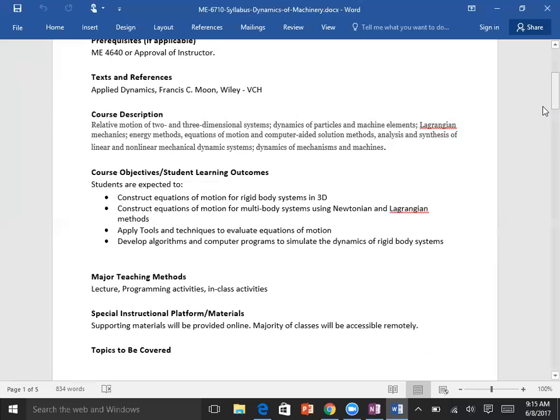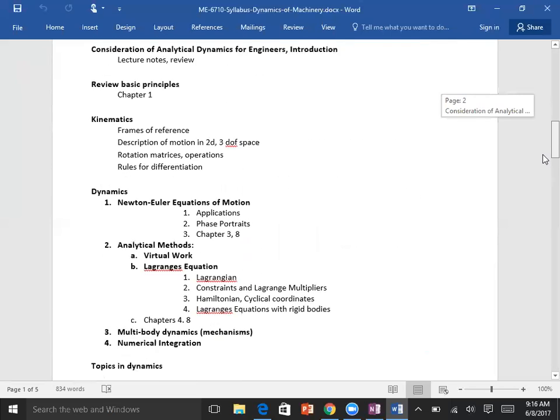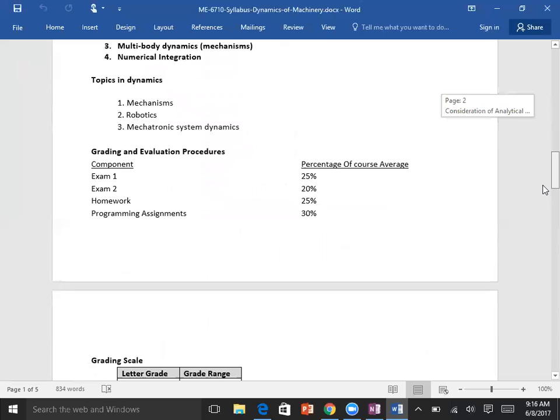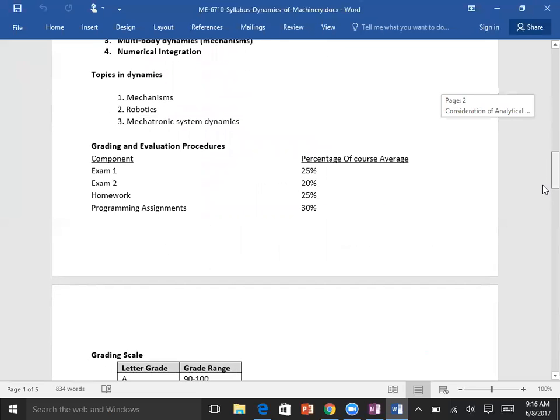Okay, we have the course description, objectives. Feel free to look at those. Major teaching methods, we talked about those. Topics. Great. Okay, grading. Let's take a look at that. So I have in mind 2 exams, and I've got a schedule below. So one kind of midterm and one final. Homework at 25%, and then programming assignments. I guess I took a few points out of the final or the exam 2 and moved them to programming.